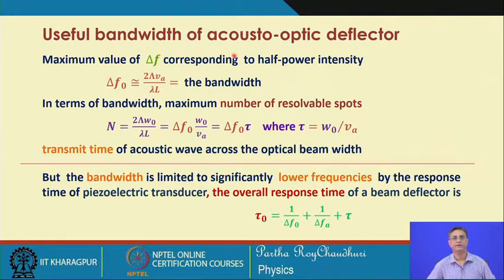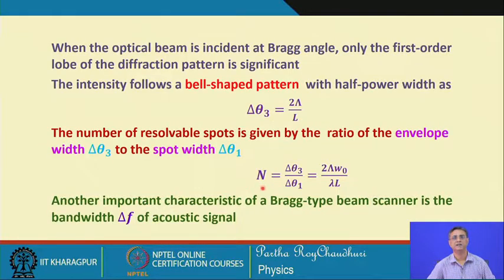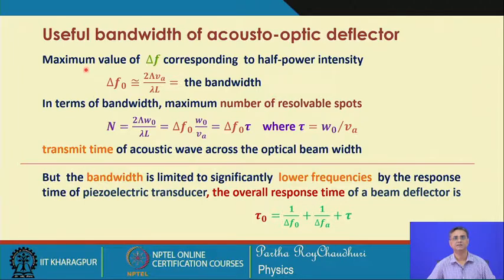So, useful bandwidth for this, because we have seen that delta theta can take up a value as long as this Bragg diffraction condition is satisfied, keeping the incident angle the same. Under this condition, the useful bandwidth of the acoustic deflector comes in this form. In terms of the bandwidth, we can write this equation: delta f 0, the useful bandwidth, is the maximum value of delta f corresponding to half intensity.